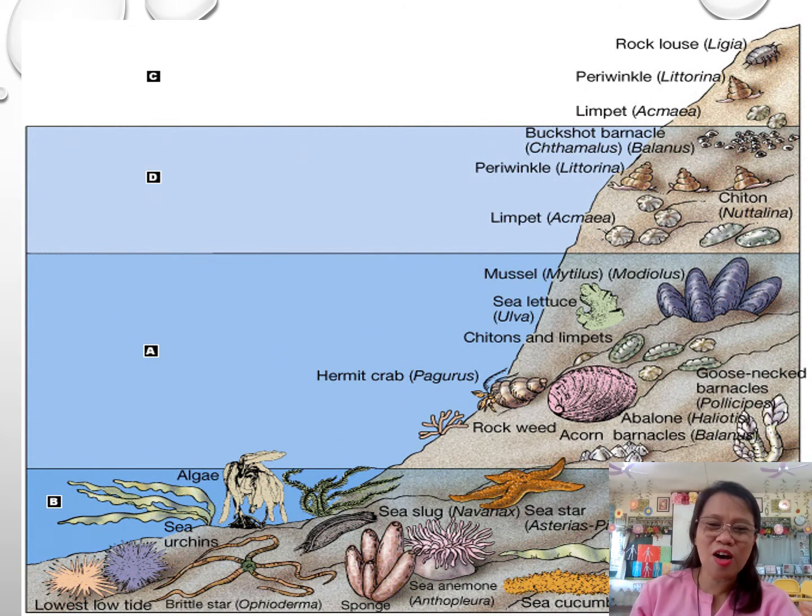And then, ang pinakaubos, the low tide zone, nga makita nato siya during low tide. Pero nagyapon siya tubig. Na during low tide, makita na nato kay mabaw na kay siya. But still submerged ni nga mga animals or organisms sa water. Like for example, the algae, the sea urchins, then the brittle star, the sea slug, the sponges, the sea anemone, and others.